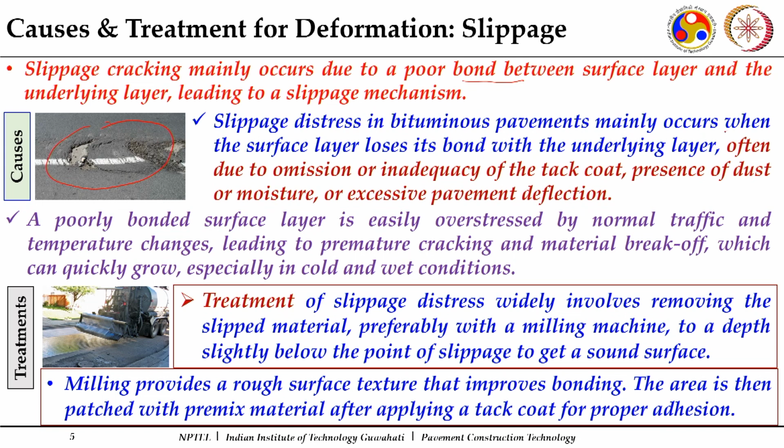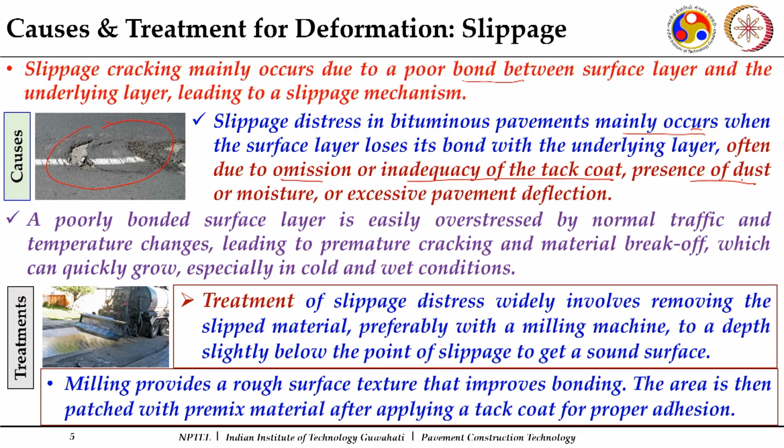So, specifically, when does it occur? It mainly occurs when the surface loses its bond with the underlying layers. This can possibly happen in case of omission or inadequacy of the tack coat, because the tack coat is the one applied to build up a bond between the underlying bituminous course and the overlying HMA overlay. So, if there is an inadequate or absent tack coat at some locations, there is a high possibility of slippage taking place.